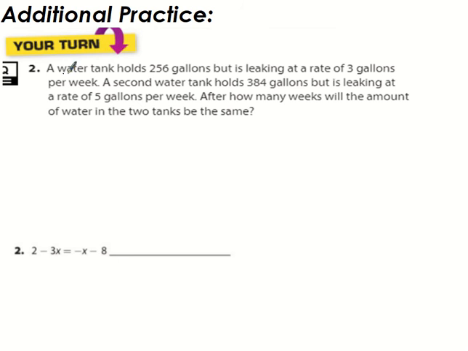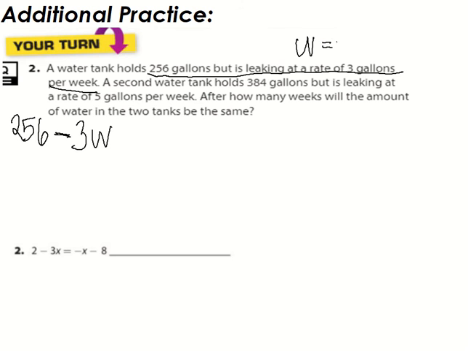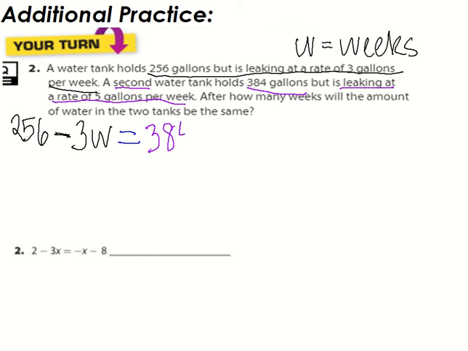So we start with our first water tank of 256 gallons, leaking at 3 gallons per week. Okay, so 256. Now this time it's going to be minus 3 gallons per week. And again, I'm going to use W for weeks. And we're minusing because it's leaking, it's removing the gallons. We're going to set that equal to our second container, 384 gallons, leaking at a rate of 5 gallons per week. Okay, so 384 minus 5W.